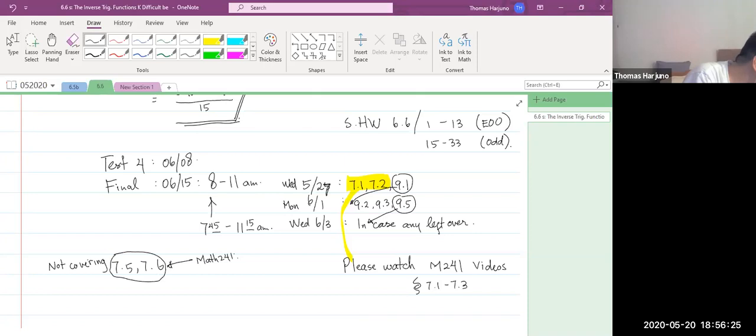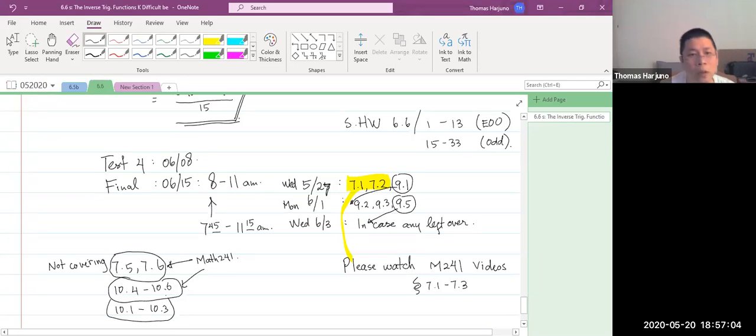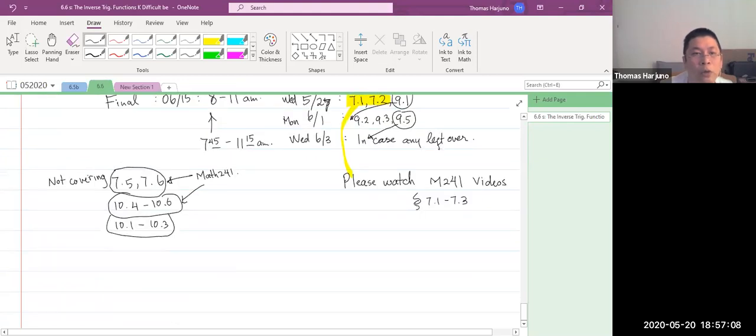Where's that? Oh, actually, 10.4 to 10.6. I also don't cover that. It's supposed to be part of our curriculum, but you can search through my trigonometry class. Now according to our curriculum, I'm supposed to cover 10.1 to 10.3. But the thing is, I don't see it anywhere in Calc 1, Calc 2, Calc 3, differential equation, and much later. Of course, you can watch this from my online videos if you want to learn more. But I won't cover that, and therefore it won't be in my test.